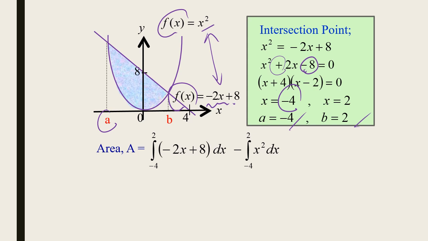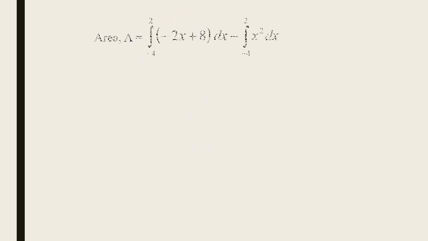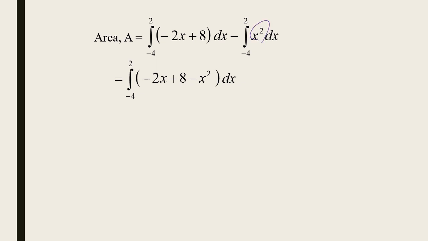Okay, the intersection point between the two curves. So integrate negative 2x plus 8 minus x squared. So we get negative 2x squared over 2. So negative x squared plus 8x minus x cubed over 3 from negative 4 to 2.